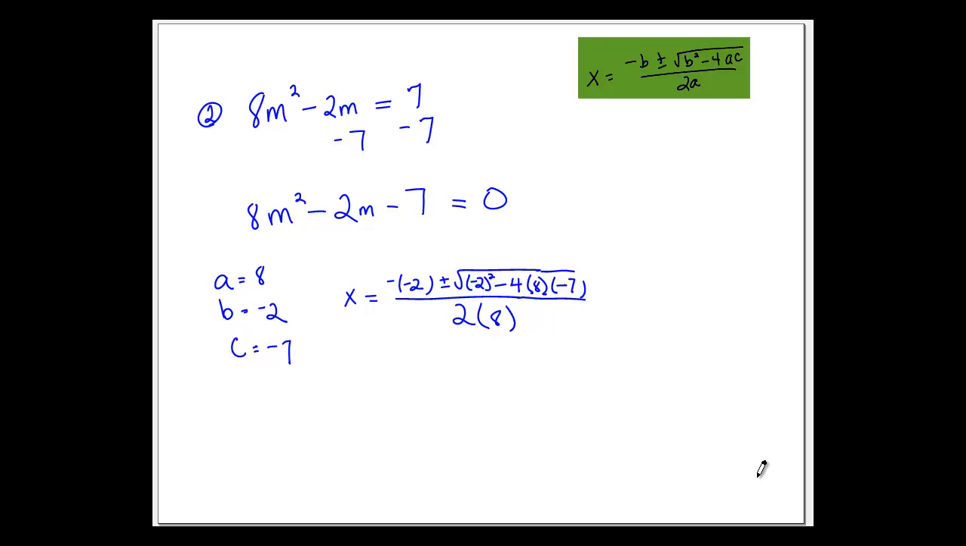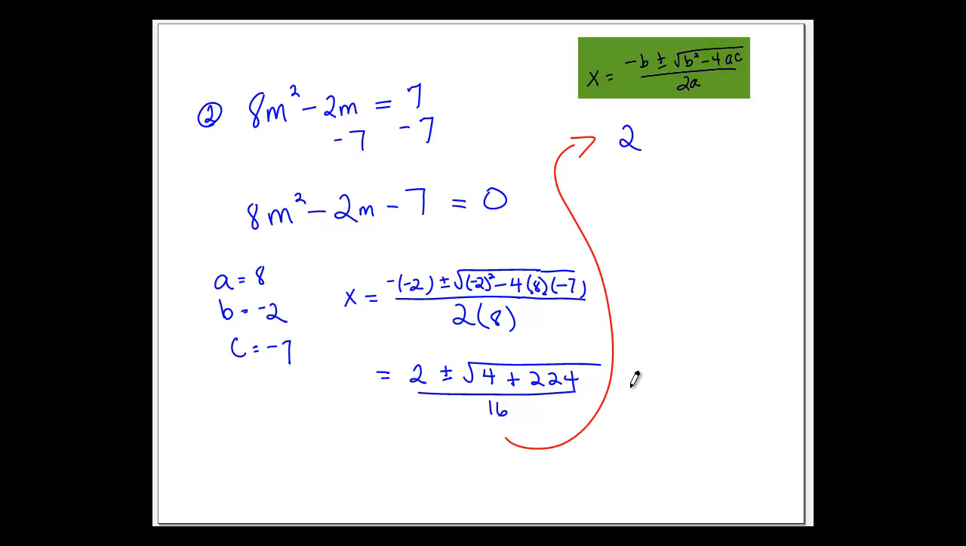Continuing, doing the order of operations, we have minus a negative 2, which would become positive 2 to remove that parentheses, plus or minus the square root of negative 2 squared, which would be positive 4. Again, count your negative signs. I have 2 negative signs, negative 4 and negative 7. When we multiply that out, that becomes positive 224, all over 2 times 8, which is 16.